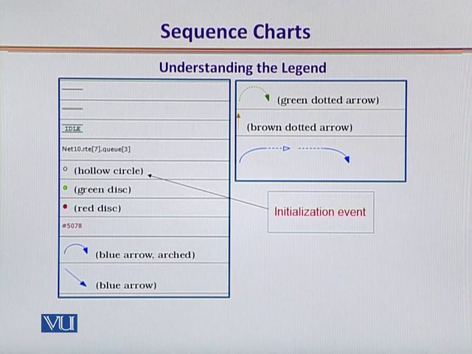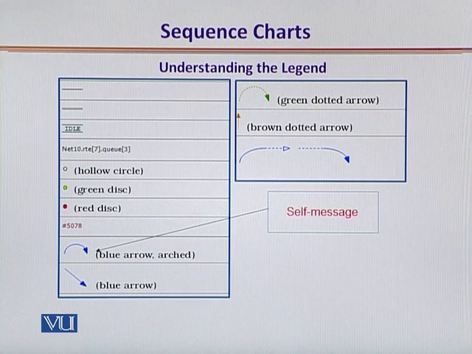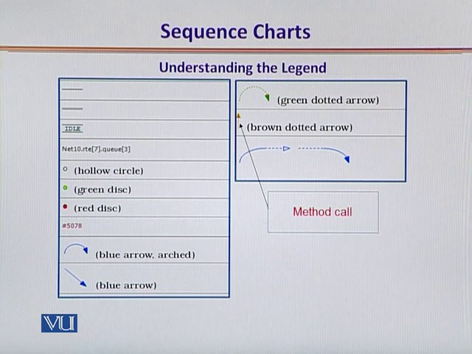These circles, the hollow circle, the green circle, and the red circle, show the initialization, the self-processing, and the message processing if it arrives at a certain module. Then there are the event number, the self message shown through an arrow, and the message which is sent in case a message gets reused. For example, in retransmission, the packet in the send buffer is simply retransmitted and no new packet is created. And the method that is invoked in a certain module at an instance of time.